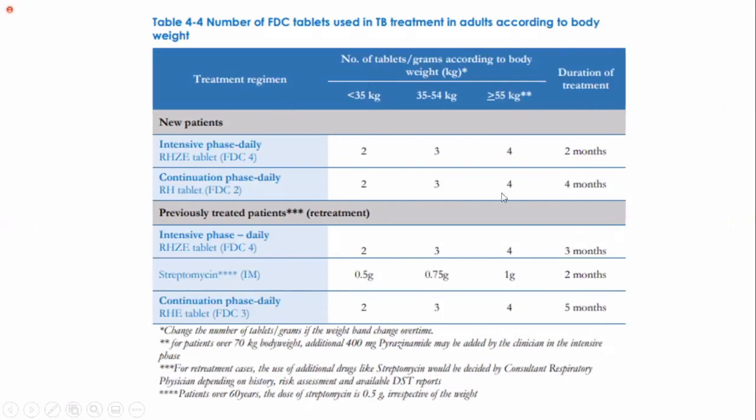So we weigh the patient, and if the patient is 55 kilos and is in the intensive phase of a new patient, then we give 4 tablets daily for 2 months, and the continuous phase is 4 tablets daily for 4 months of the FDC2 tablet. Here you get the FDC4 tablet in the intensive phase, and the continuous phase FDC2 tablet, right? So likewise, there are different tablets, and we use different numbers of tablets for their age, and that's how we are going to use it in the treatment.